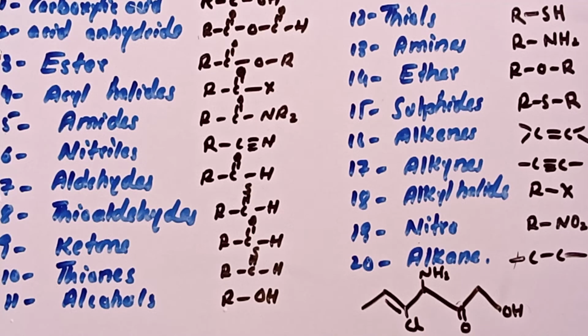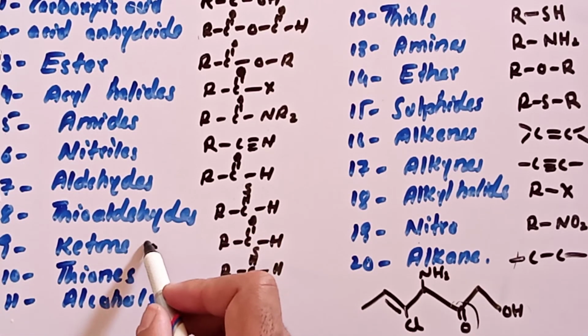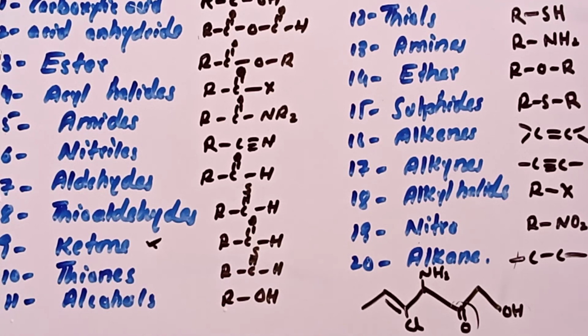What will be the main chain? What will be the compound? The compound will be decided when you see the priority order. According to the priority order, what will be the name? Here RC double bond ONH2 is present. Ketone is here, and ketone is at number 9.